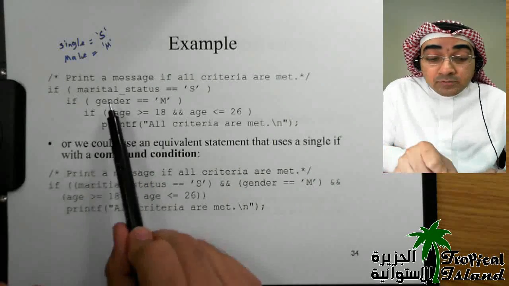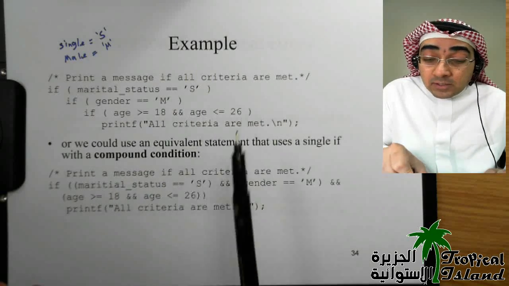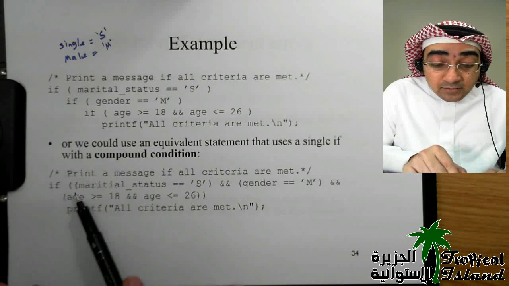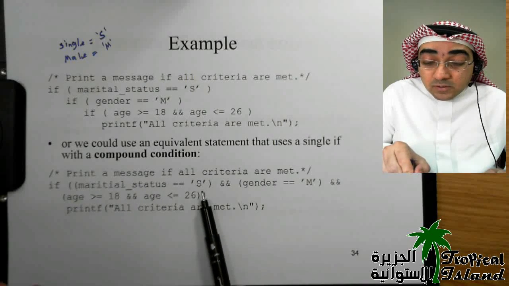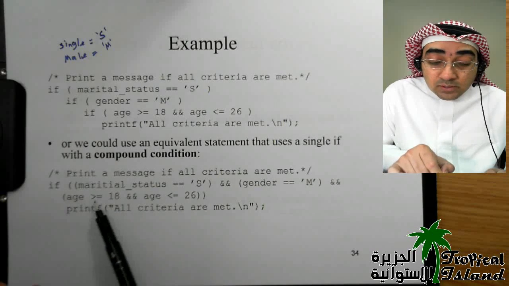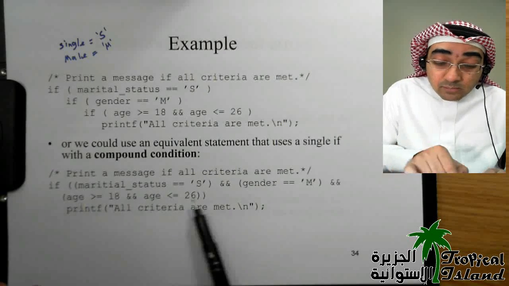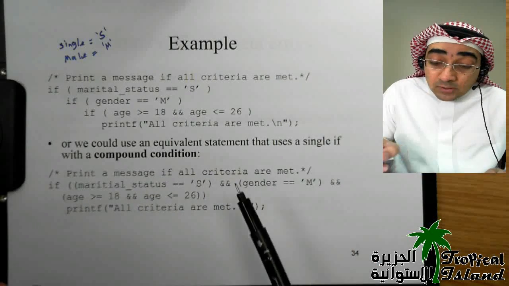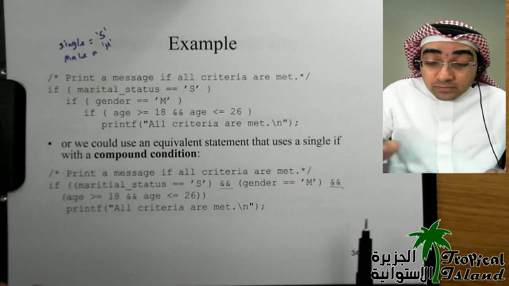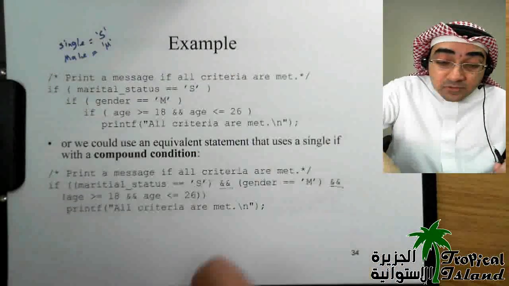It's checking for me if my marital status is single and my gender is male and the age is 18 to 26. You could write the same thing in one if statement, and you say marital status is equal to S, and the gender is equal to M, and the age is greater than or equal to 18, and the age is less than or equal to 26. So you can combine all of these conditions by using AND, and it will generate the same thing. However, this code is less efficient than this code.